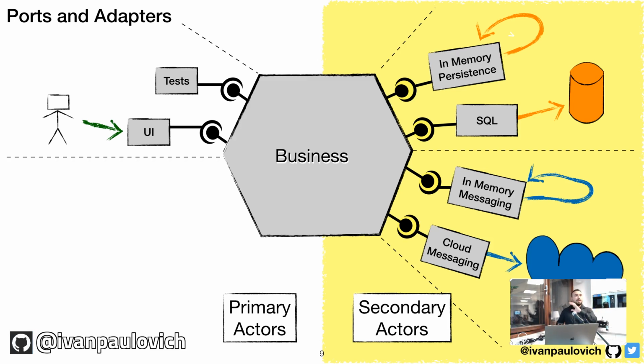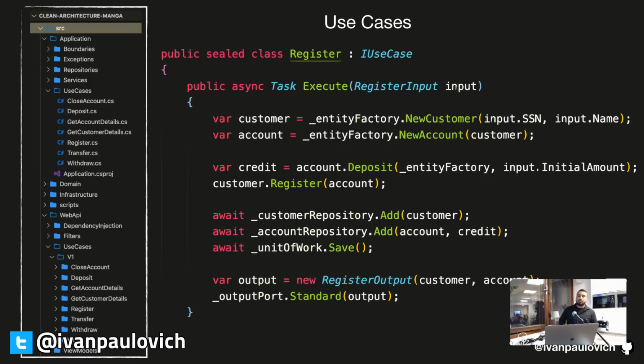Looking at this picture, we can relate to the previous one that there are primary actors and secondary actors. And we are going to dig into the hexagonal architecture through this talk, but let's move forward. In the previous picture, I showed you the use case as a visual representation.